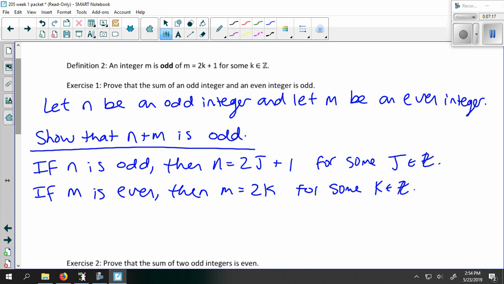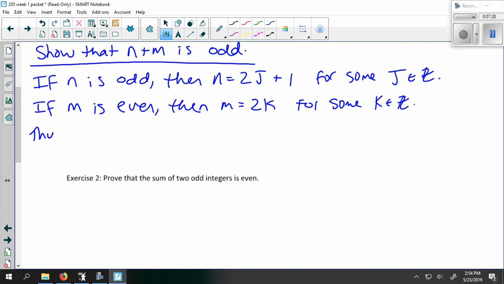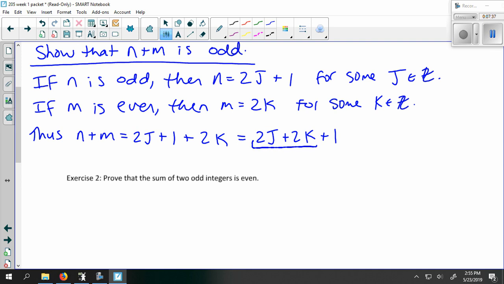So now let's see what happens if I add n and m together. N plus m is, well, n is 2j plus 1, and m is 2k. So when I add them together, I get 2j plus 2k plus 1. And then if I look at just the first two terms, I can factor out a 2. So I have 2 times j plus k, plus 1. So this is 2 times an integer plus 1. That's the definition of an odd number. So I can conclude n plus m is odd.